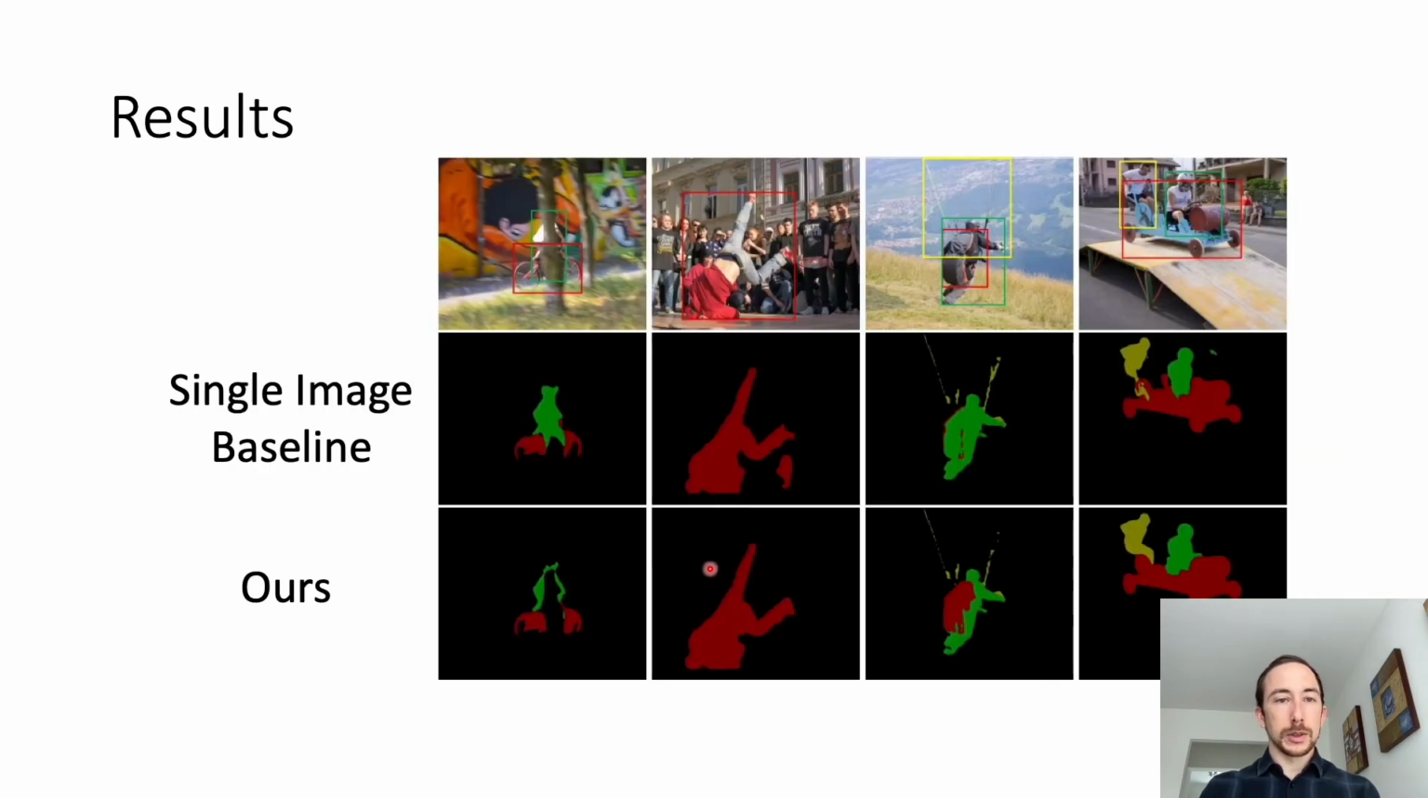So here are some visual results. Especially we see that in very complicated scenarios, where it's extremely difficult from a single image to construct a segmentation mask given only the bounding box, our approach achieves a much better segmentation.